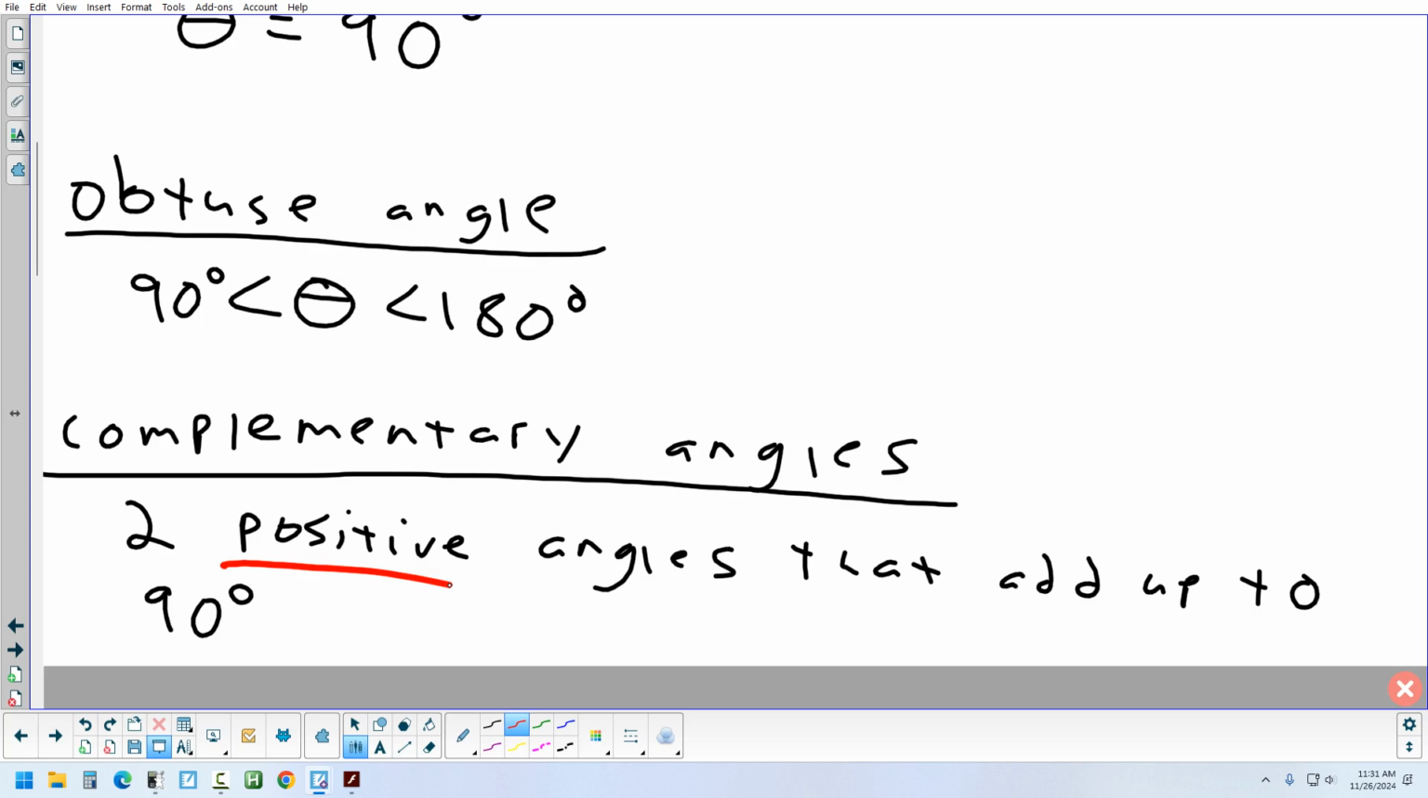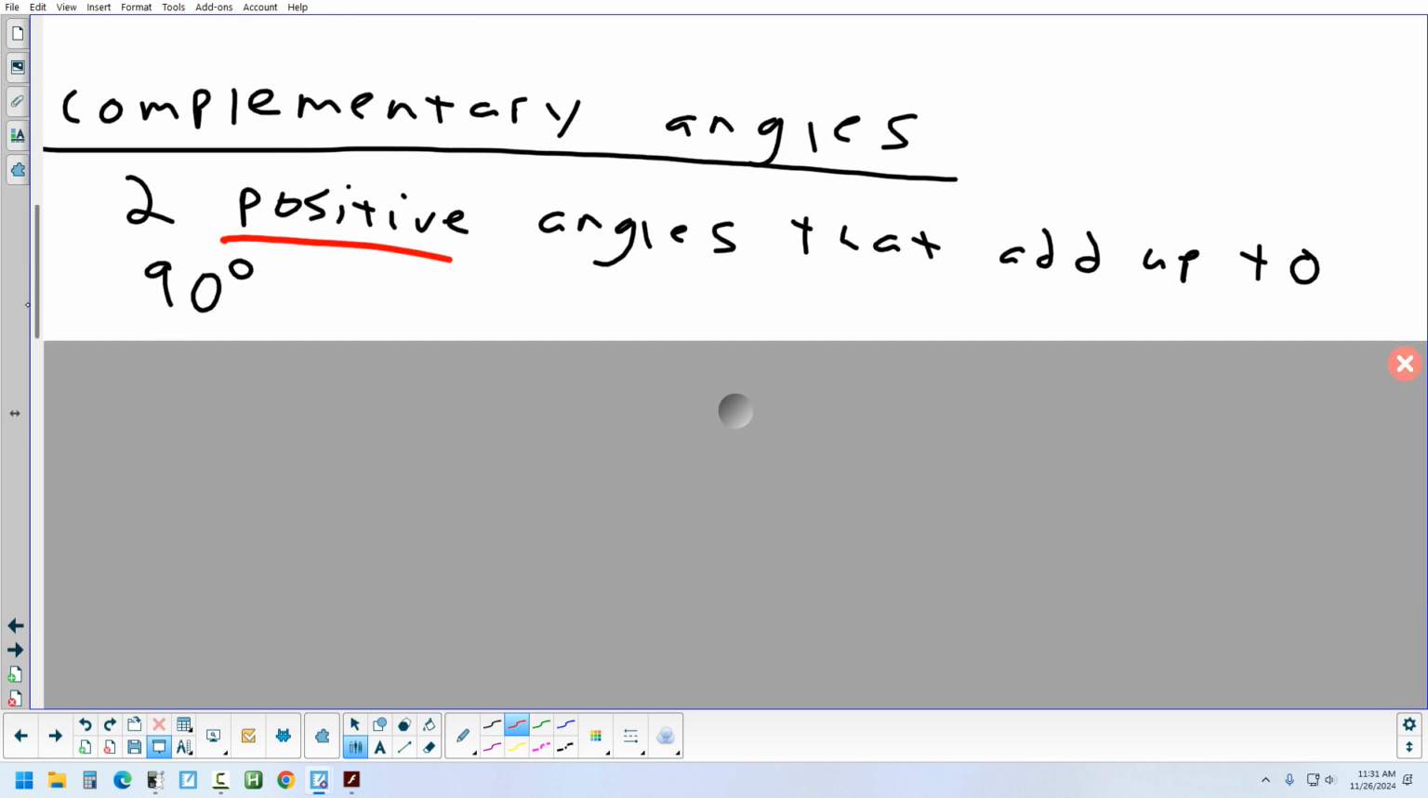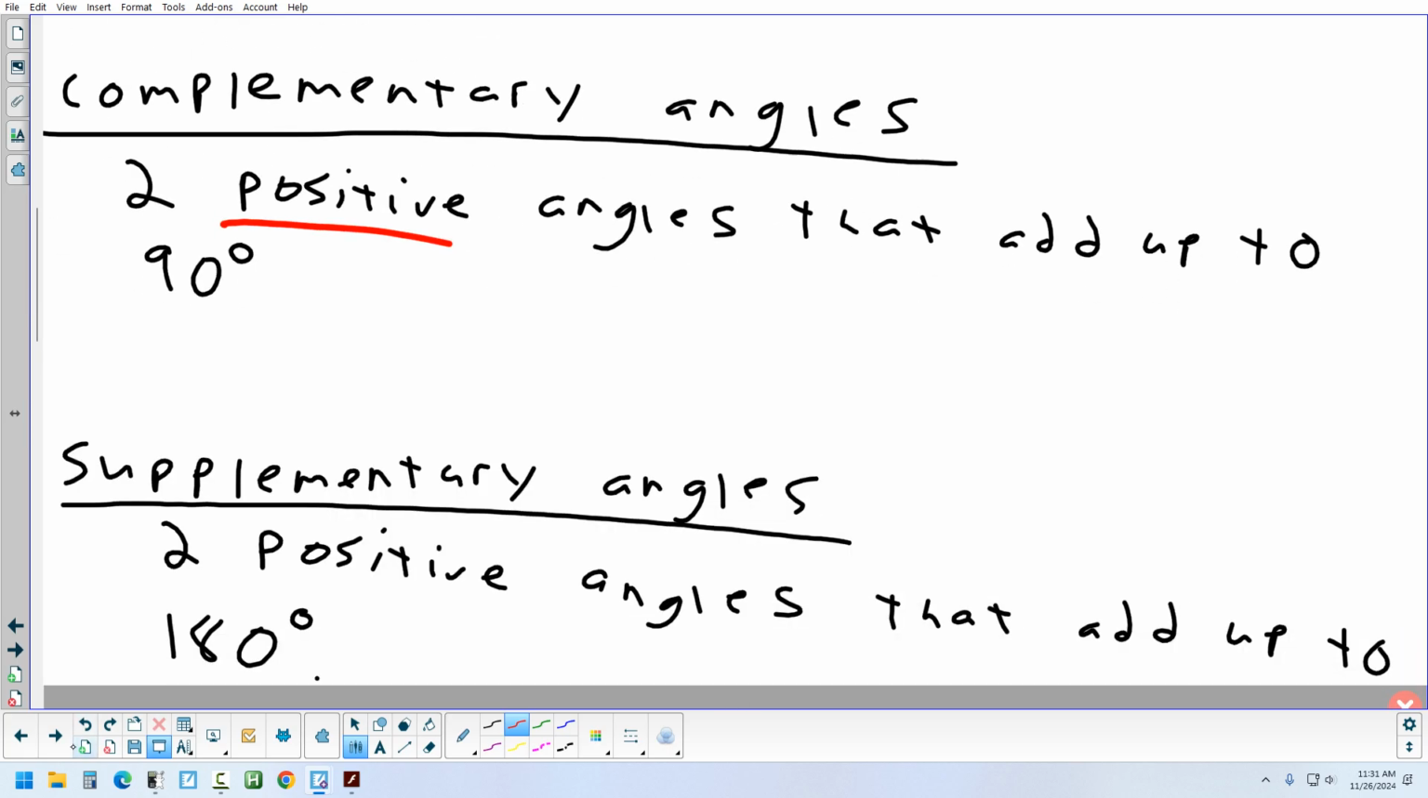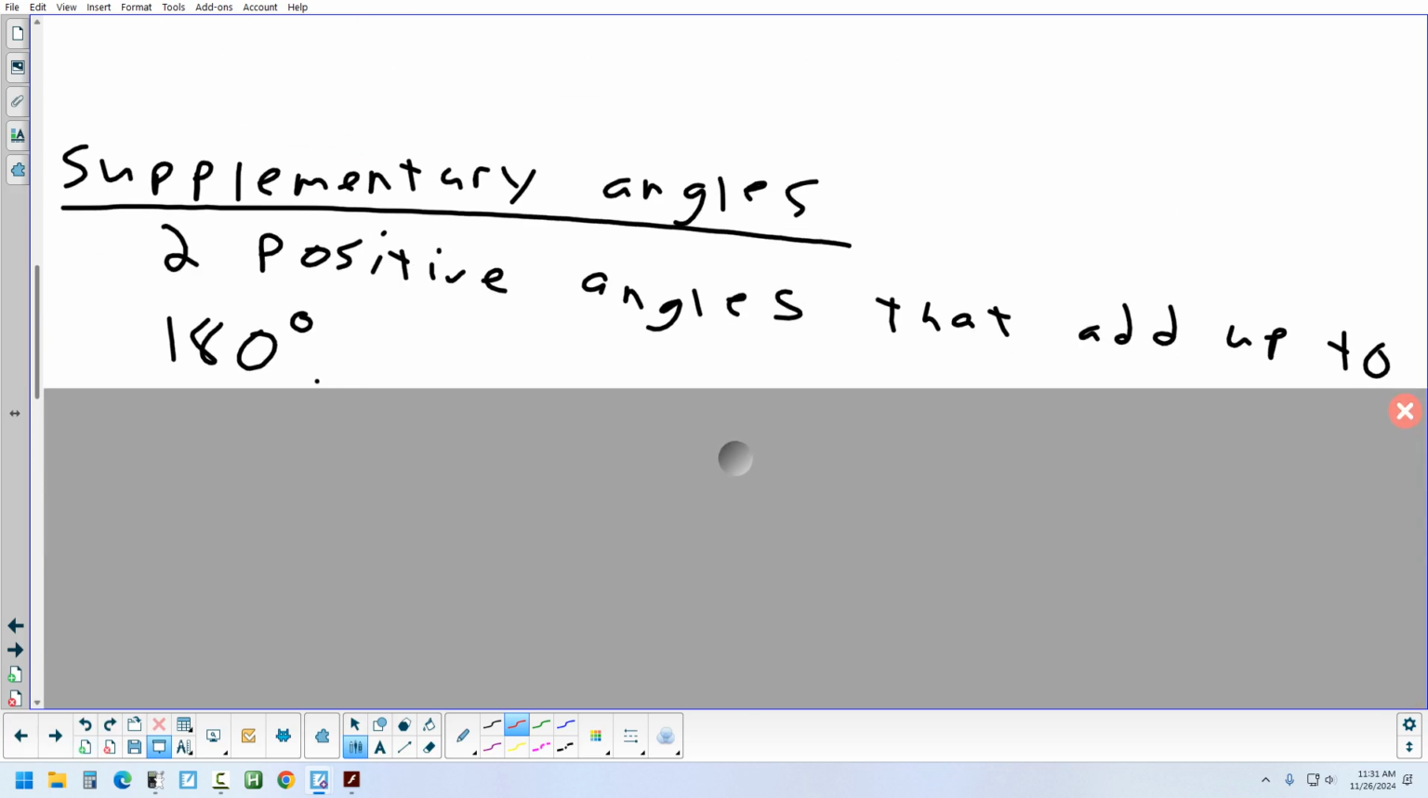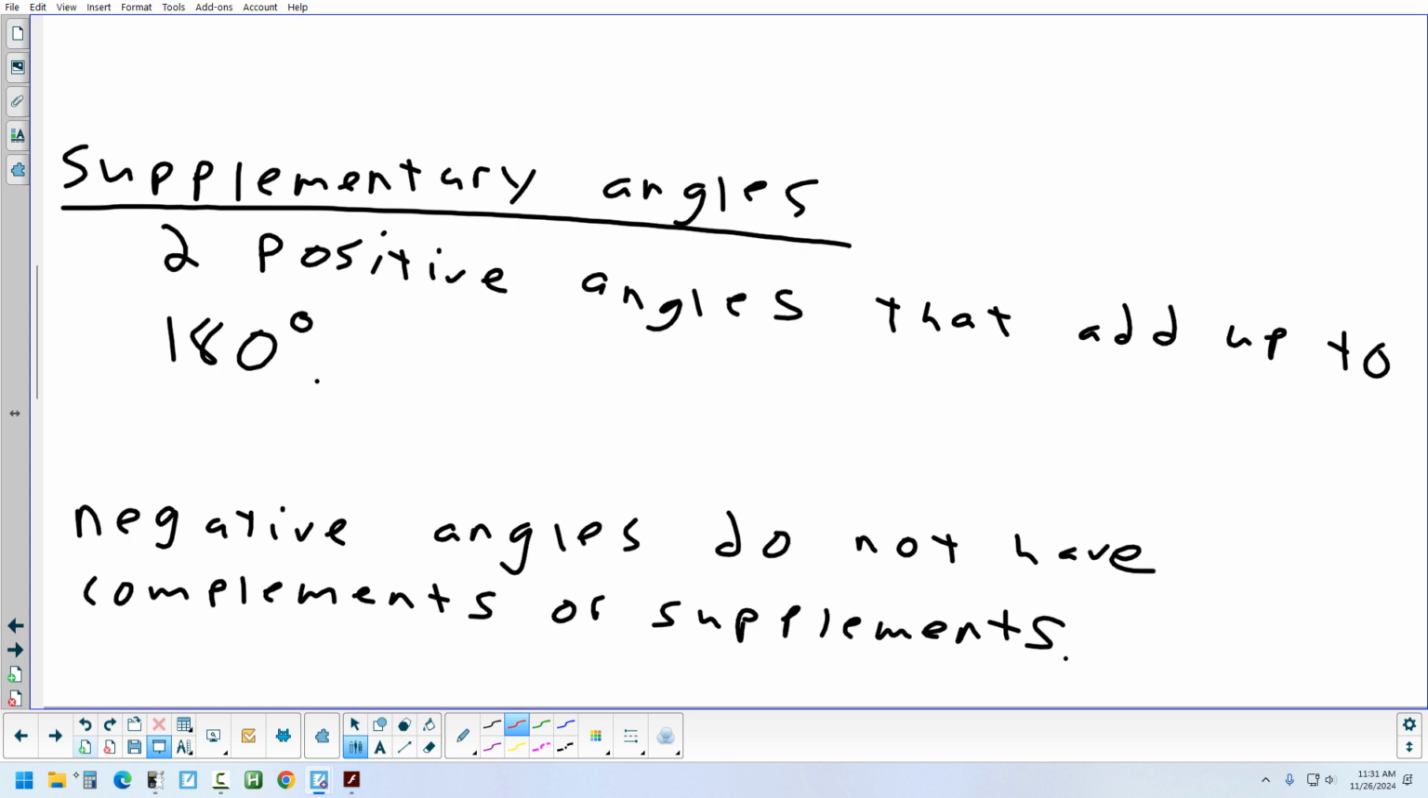All right. Now, what do we call 2 angles that add up to 180? Supplementary. And again, they also have to be positive. So for example, 200 degrees and negative 20. Yes, they add to 180, but they are not supplementary. Negative angles do not have complements or supplements. The complement is what would make the angle add up to 90. The supplement is what would make it add to 180.